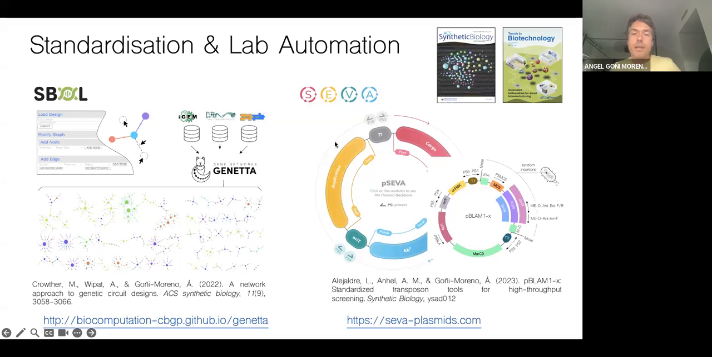And here on the right, you see this SEVA illustration. We are heavily involved in SEVA, which is the Standard European Vector Architecture, which is a set of plasmid vectors that have a very specific structure, okay? And modules that you can just cut and paste, different origins of replication, markers and cargos, and so on. Most recently, we have developed these pBLAM vectors, which of course follow the SEVA standard, and they are used to insert things into the chromosome of bacteria, okay? And the good thing is that this insertion benefits somehow the transposon sequencing afterwards, okay? So to be used in high throughput workflows.